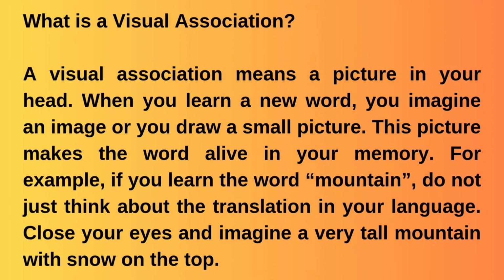What is a visual association? A visual association means a picture in your head. When you learn a new word, you imagine an image or you draw a small picture. This picture makes the word alive in your memory. For example, if you learn the word, mountain, do not just think about the translation in your language.